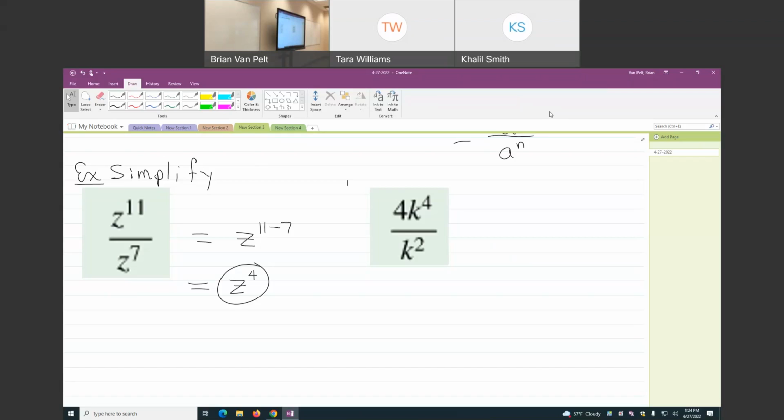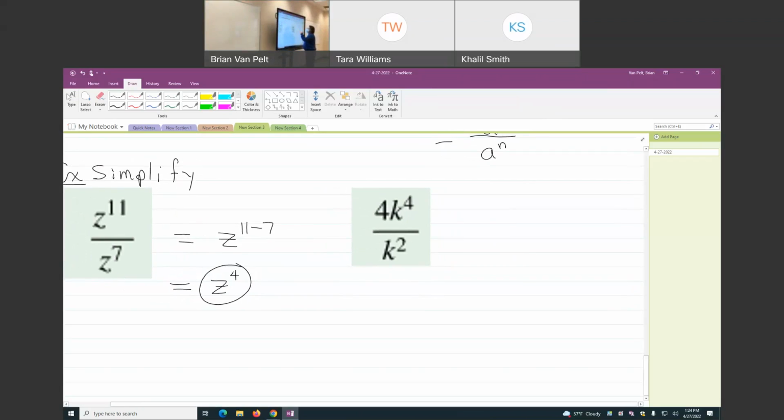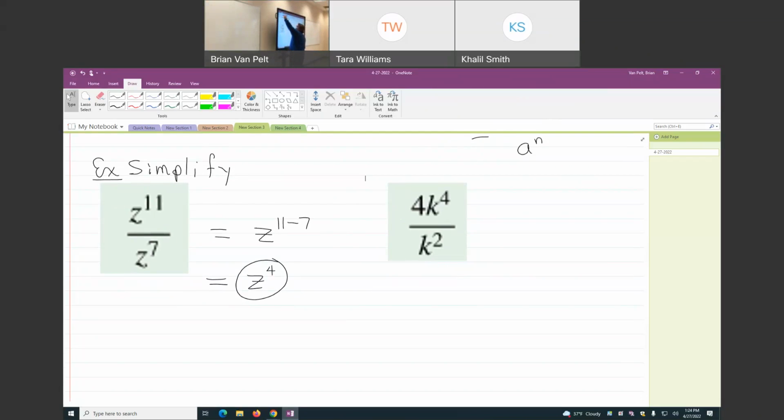Anybody think they got it? 4k to the second, that's exactly right. The 4 didn't have anything to do with the k's. It has a different base than the other ones. That 4 is not raised to any power. It's just a k. So when you do this, the only thing that matters, notice the rule says you have to work with the same base. Is 4 a base that is like k? No, it's not. So the 4 is left alone, and then you're going to have k to the 4th minus 2. This is going to be 4k squared.